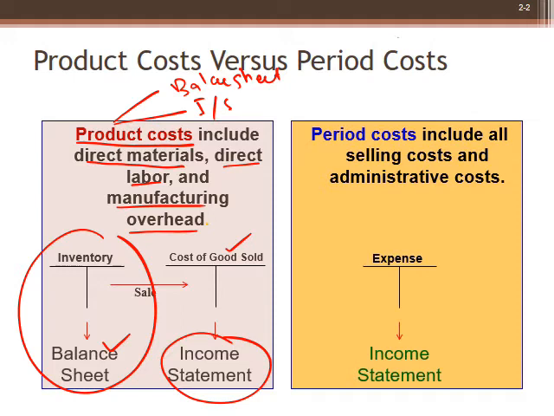On the other hand, period cost includes all the selling costs and administrative costs. For example, salaries paid to employees or costs incurred to support the orders, for example advertising cost.